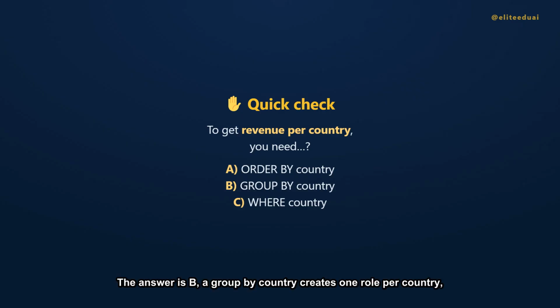Another check. To get revenue per country, which do you need? A. ORDER BY country. B. GROUP BY country. Or C. WHERE country? Think about grouping.